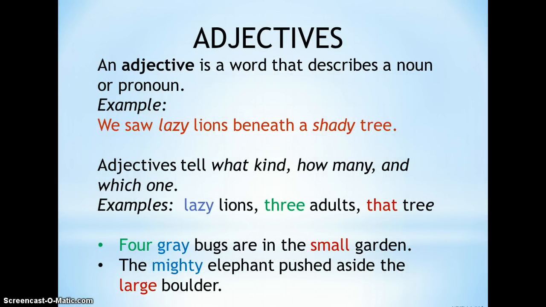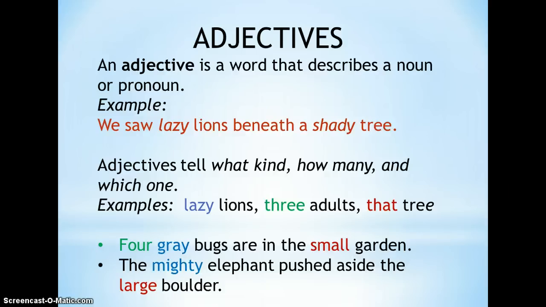Adjectives. An adjective is a word that describes a noun or pronoun. We saw lazy lions beneath a shady tree. Lazy, shady are adjectives. Adjectives tell what kind, how many, and which one. Lazy lions. Lazy is an adjective that tells what kind of lions. 3 adults. 3 is an adjective that tells how many adults. That tree. That is an adjective that tells which tree.